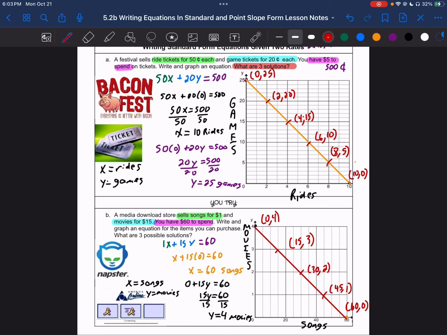All right, so that is the biggest advantage of standard form, plus the ability to graph it using its intercepts. But when it comes to writing standard form, you're looking for 2 rates that are relating the same variable. And that's where we see this a lot in terms of money scenarios.